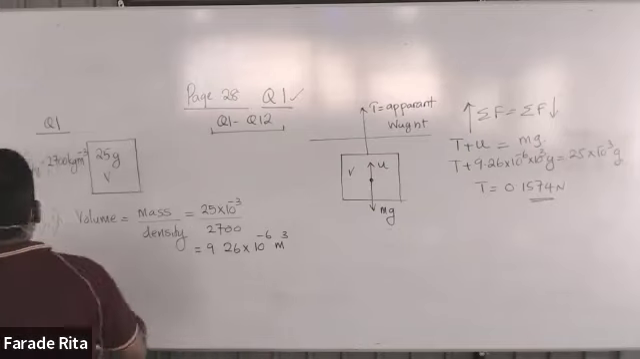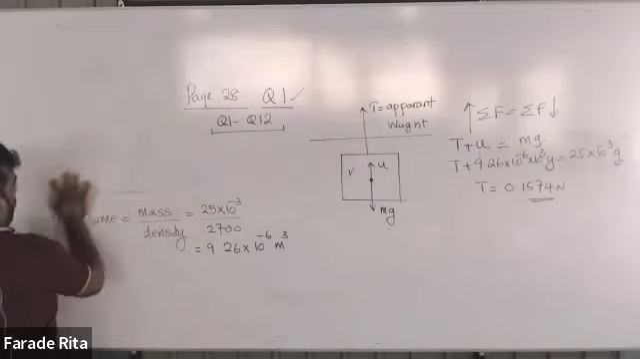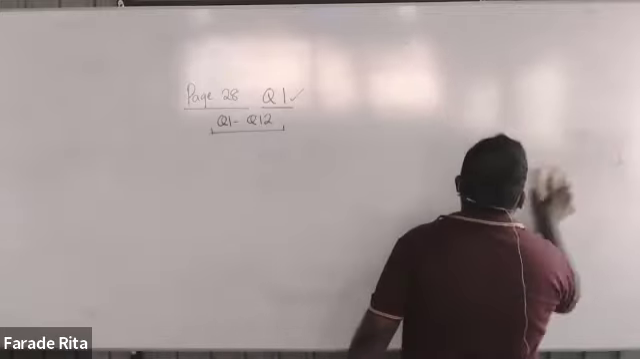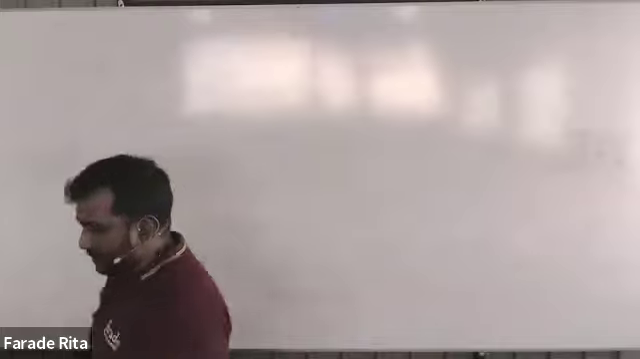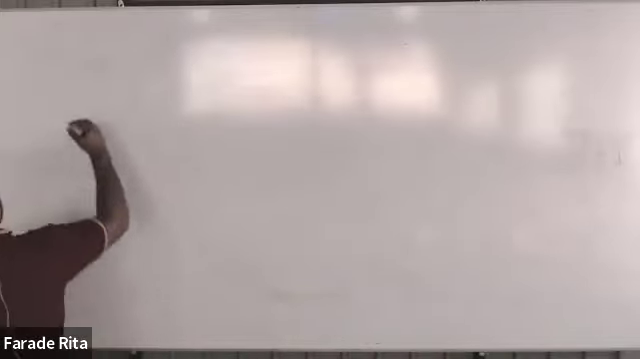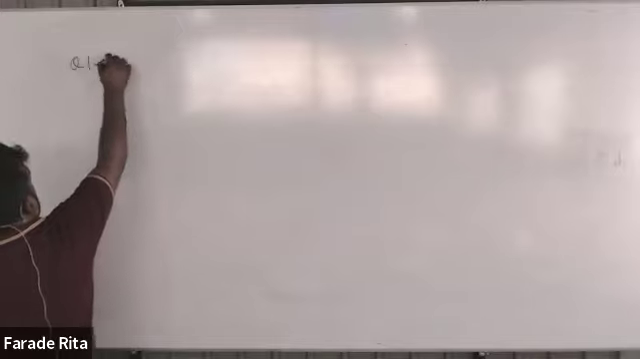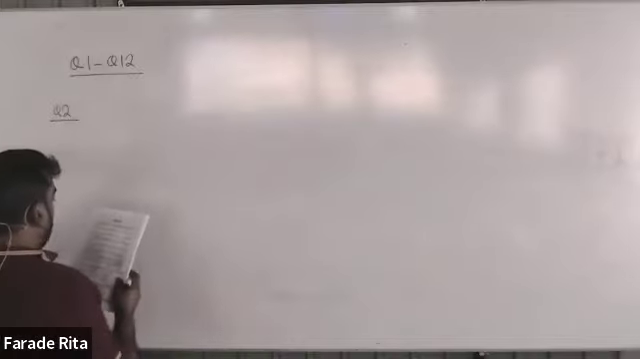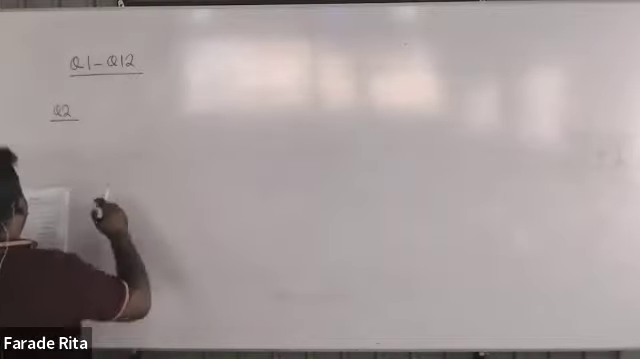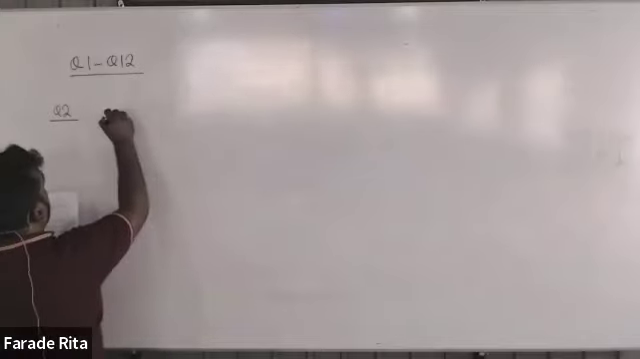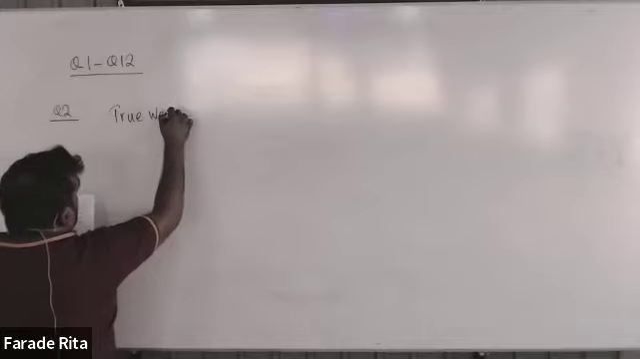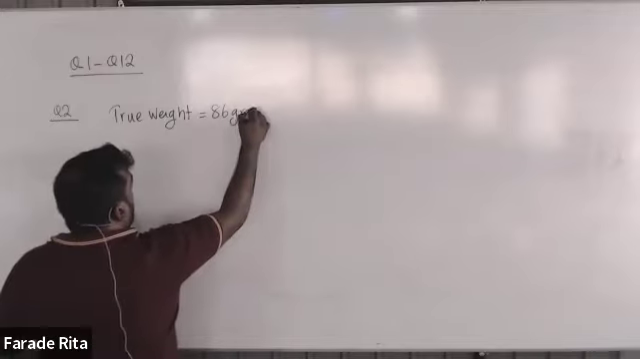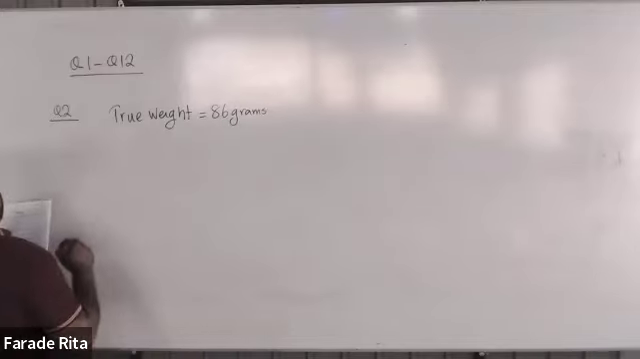Question number 2. Read below. Using a scale, a piece of alloy has been measured to have 86 grams in air. So true weight is given, 86 grams. And 73 grams when immersed in water.